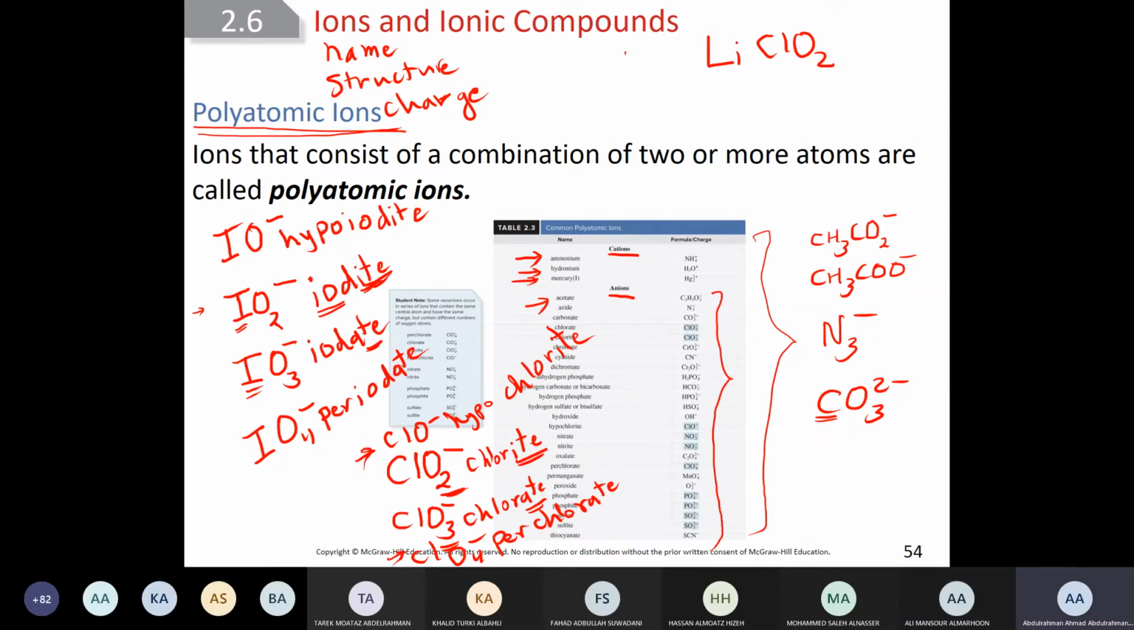The metal first and then the non-metal. First the metal and then the non-metal. Okay, good. Name this compound.